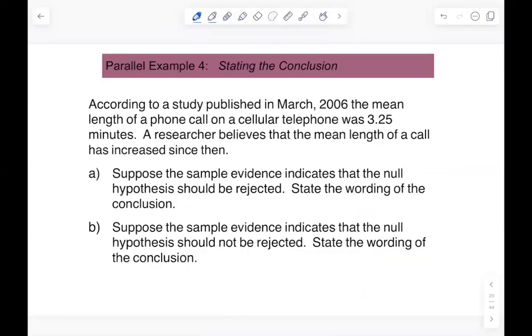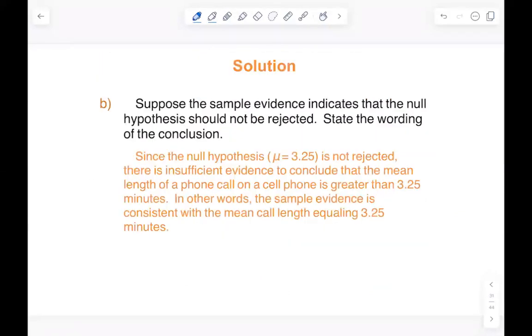All right, let's look at the other one. Oh, wait, suppose sample evidence indicates the null should not be rejected. Let's take a look at that wording. Since the null is not rejected, there's insufficient evidence to conclude that the mean length of a phone call on a cell phone is greater than 3.25 minutes. In other words, the sampling evidence is consistent with the mean call length equaling 3.25 minutes. I think that last sentence is redundant. I would probably just say, I'm not going to write it this time, unless you guys want me to. Do you want me to write it or just state it?